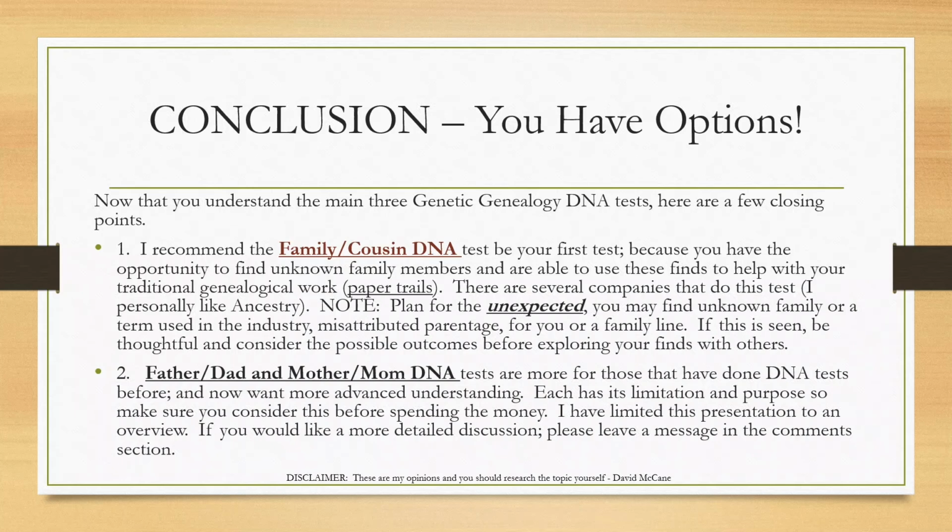Plan for the unexpected. You may find unknown family, or a term used in the industry is misattributed parentage for you or family line. If this is seen, be thoughtful and consider the possible outcomes before exploring your finds with others. There are people doing this research because they don't know who their ancestors are, and when they take the test, they're very excited to find who their family is. There's also people taking this test who did not know that something took place when they were younger, and some people have found out they were adopted that did not know that they were.